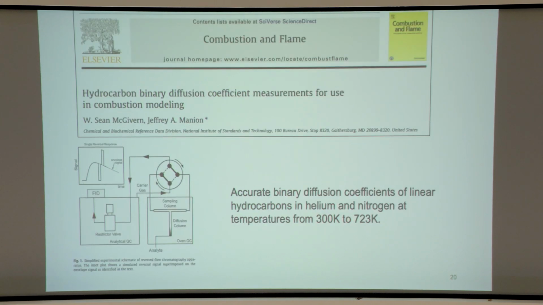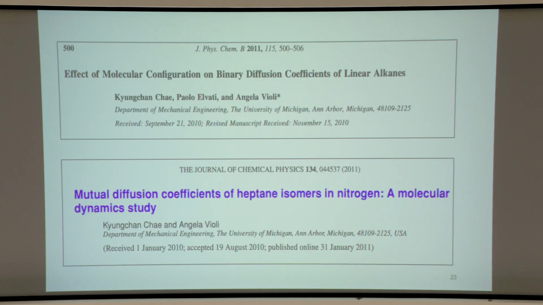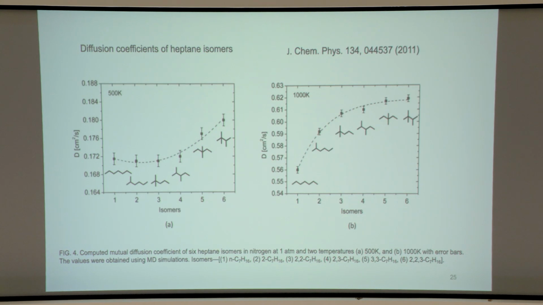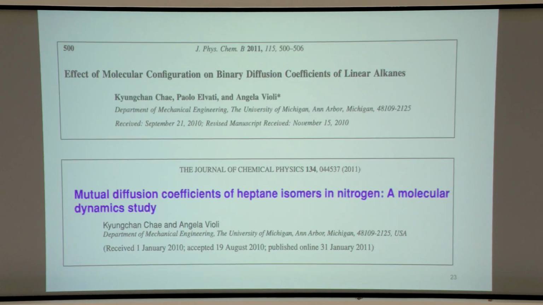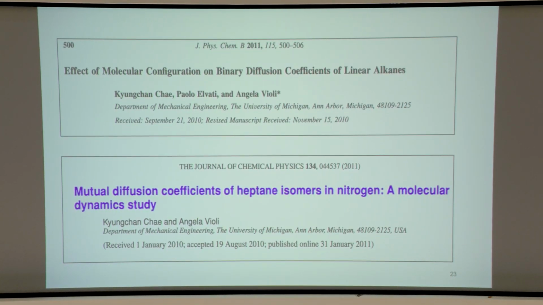This is some material about how people measure binary diffusion coefficients. I will pass over it, and I'm going to talk more about the impact of all this. Let's skip to this. These are some nice recent papers. I think we should understand what the impact of all this stuff is.